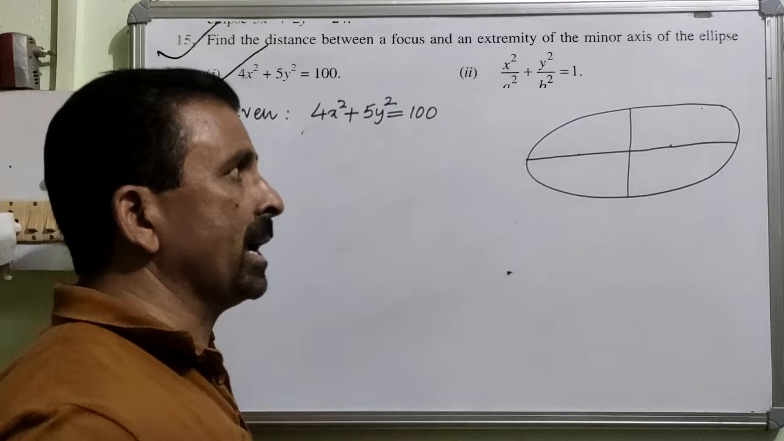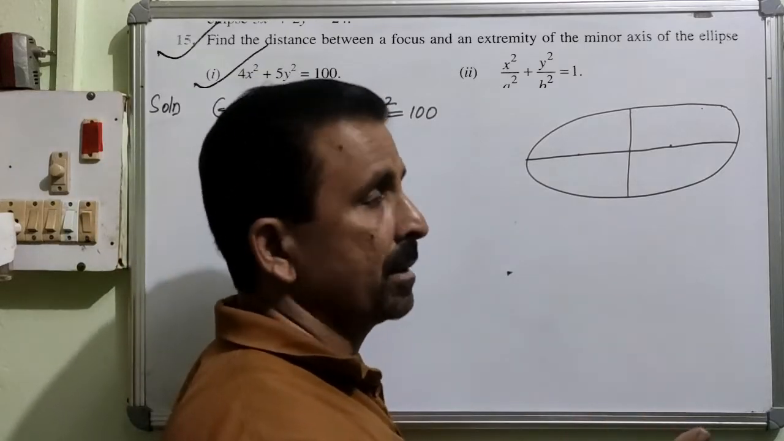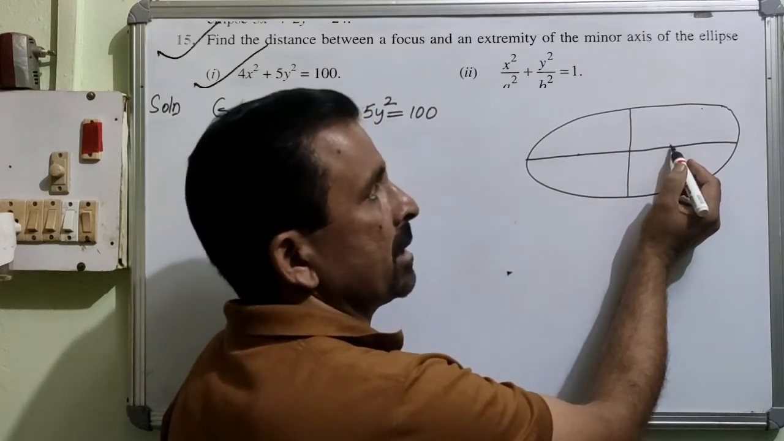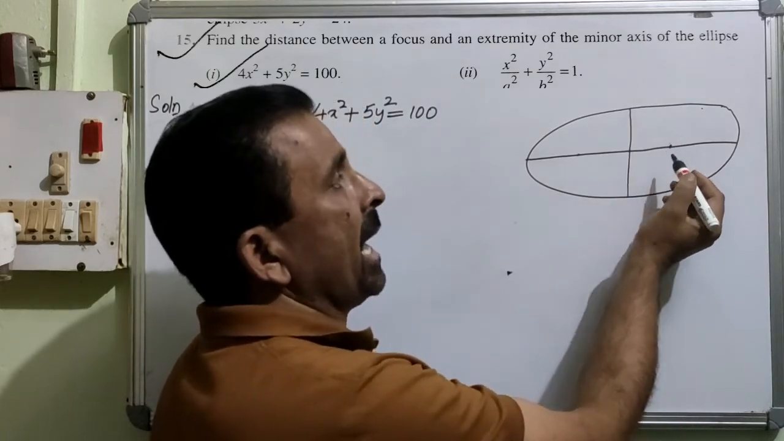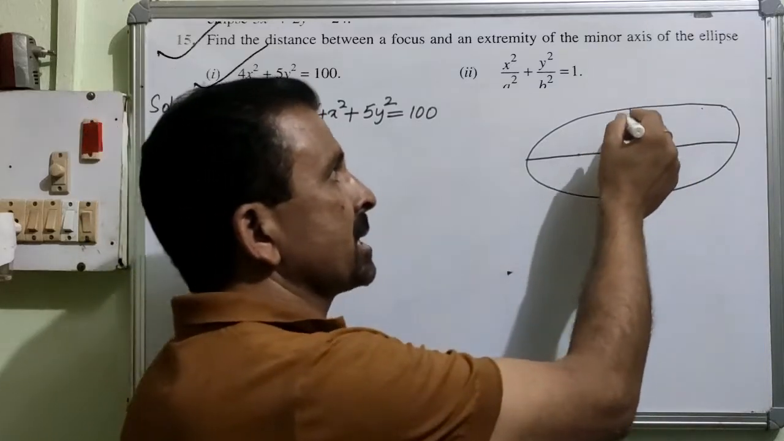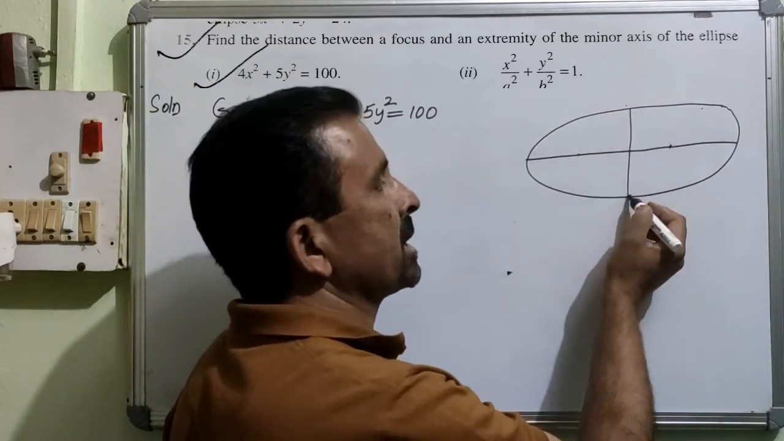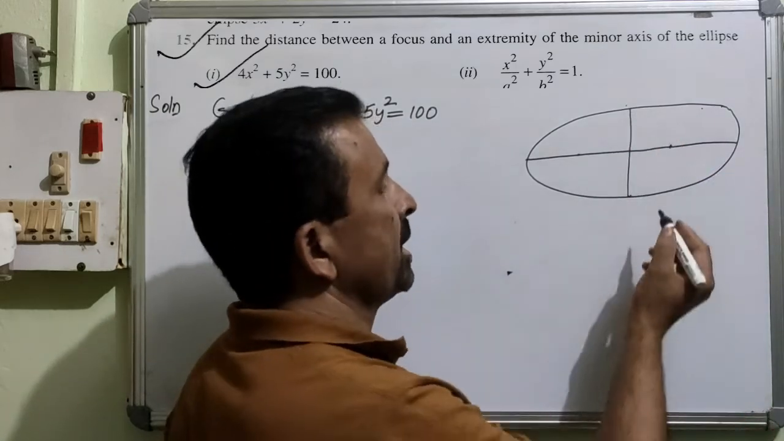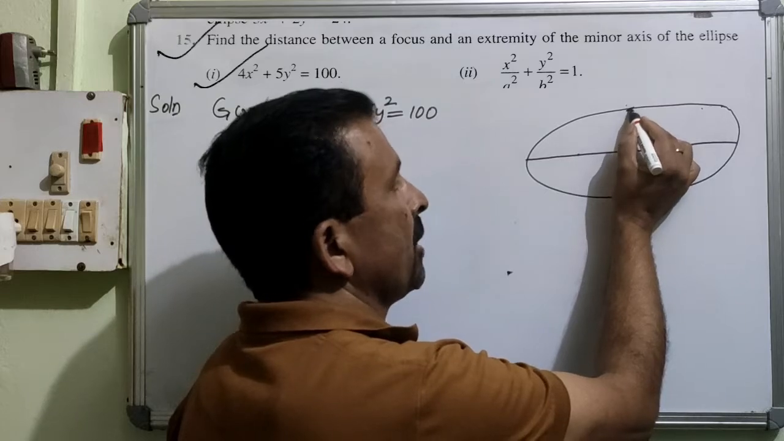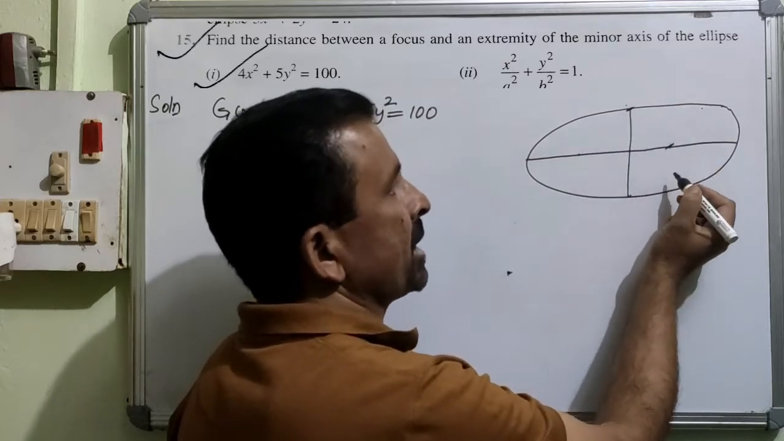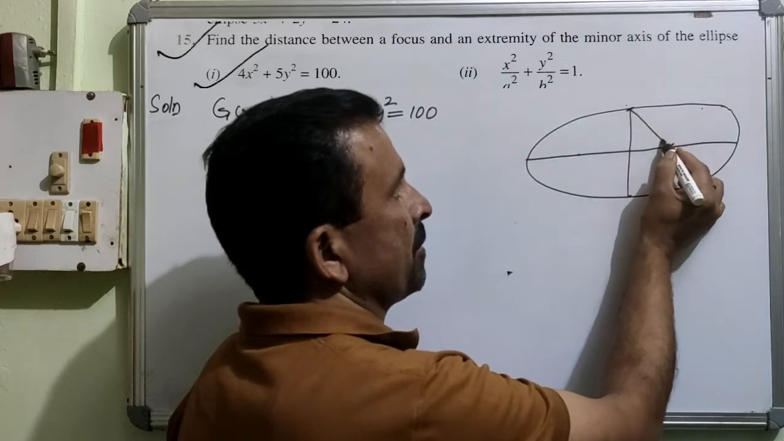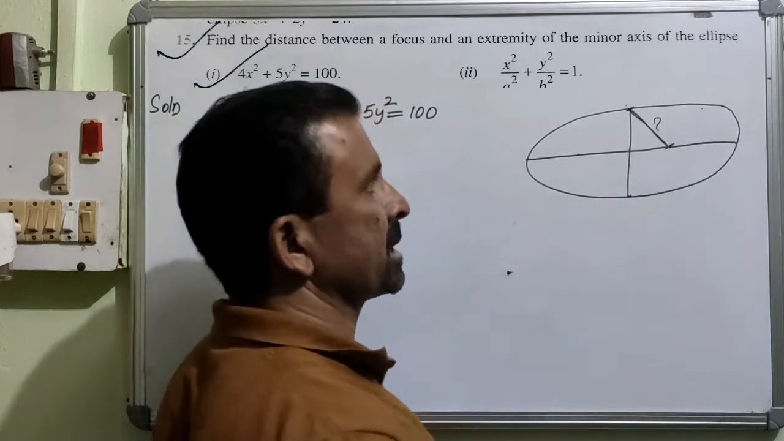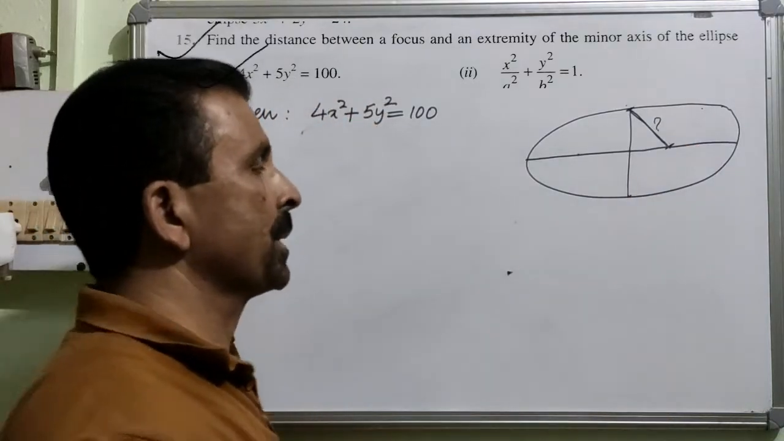Now the question says, find the distance between a focus, right? We can take any one of these two foci. Find the distance between a focus and the extremity of the minor axis. This is the minor axis and these are the two extreme ends of this minor axis. From these two extreme ends, we can take any one of these two, right? So suppose we are talking about this extreme end of the minor axis and this focus, then the question is to find out the distance between these. This is our question. Find out this distance. Is it okay?